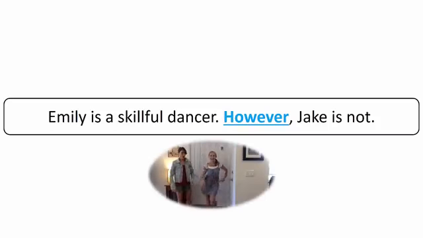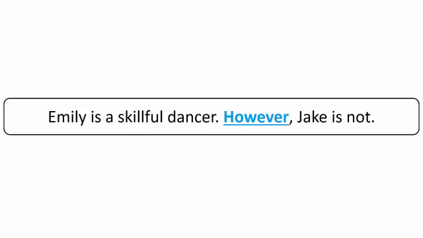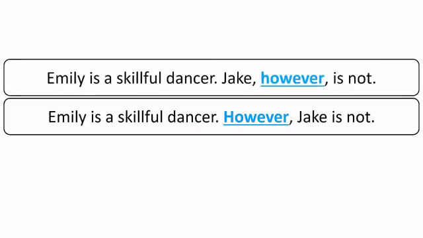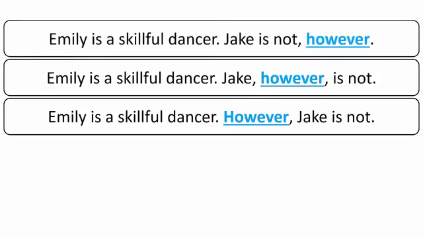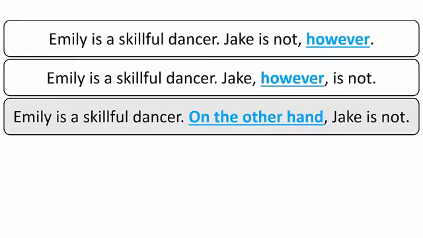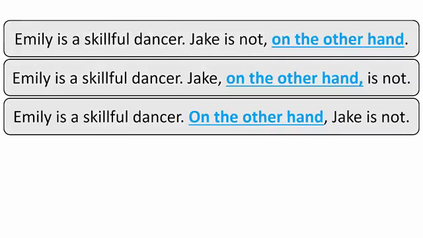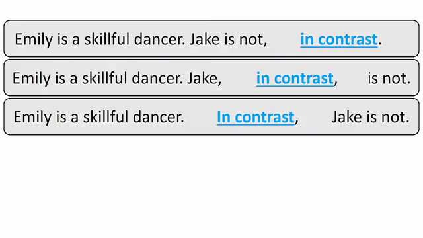Emily is a skillful dancer. However, Jake is not. However, which expresses contrast, can also move to all the different positions, between the subject and the verb, and at the end of the sentence. On the other hand, which also shows contrast, can also move to all 3 positions, and it is the same with in contrast.